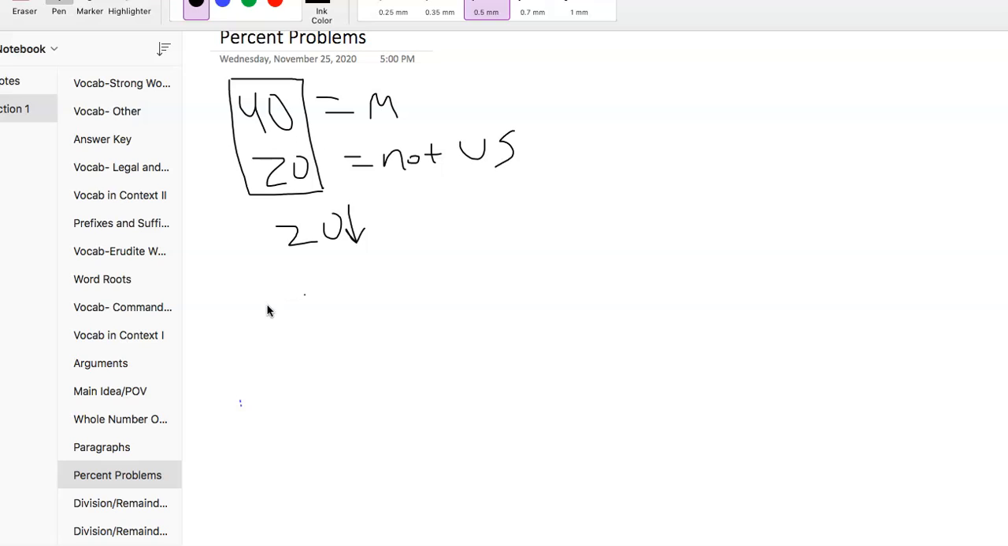So the way that we go about doing this is we multiply these percentages together. 40% is 0.4 or 0.40, same difference. And 20% is 0.2 or 0.20. If we multiply those two together, we get 0.08, which is 8%. And that is our final answer.